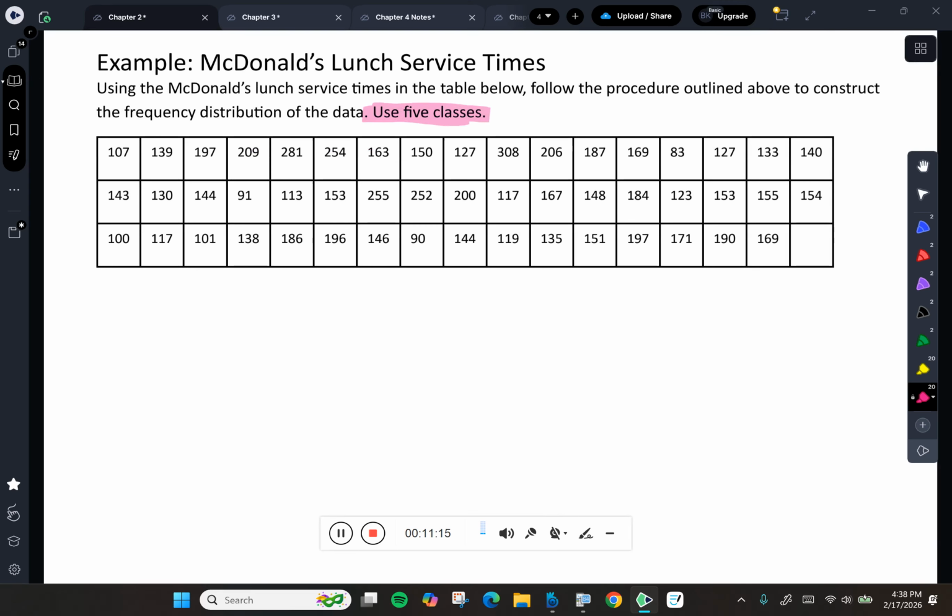All right, so now that I know how many classes, I'm going to move to the second step of the process, and I am going to find the class width. The first thing I need to do is find the range of my data. Now, the range of the data is going to be the max data minus the min data point, right? So I'm going to dig into my table here and try and find the maximum and the minimum.